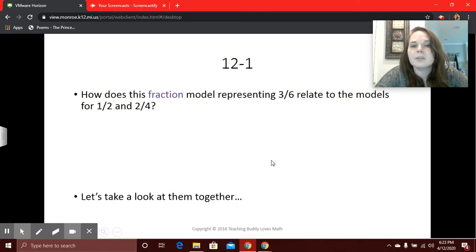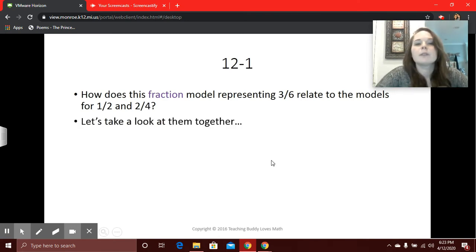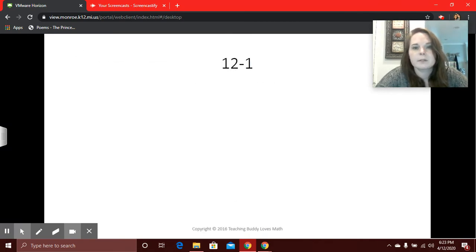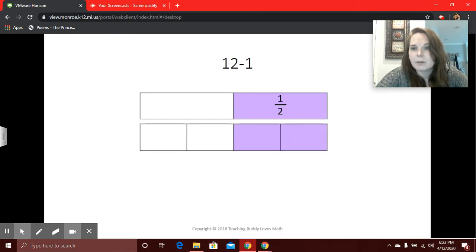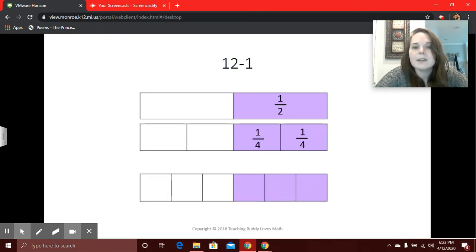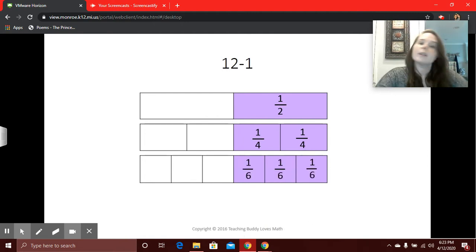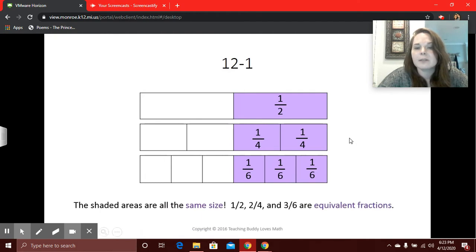How does this fraction model representing 3/6 relate to 1/2 and 2/4? Let's look at all 3 of them together. So here's my model for 1/2. Here's my model for 2/4. And here is my model for 3/6. What do you notice? You're saying, hey, Miss K, all of these parts that are shaded in are all the same size. They're all taking up the same part of the rectangle, which is half of the rectangle. You are correct. They are all the same size, which means that those are equivalent fractions.